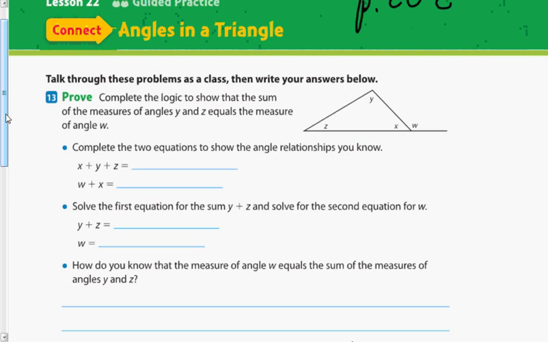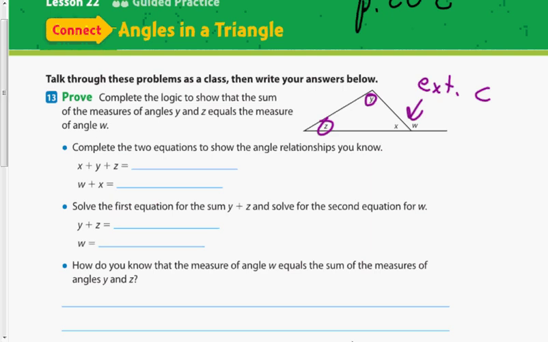y and z equals the measure of w, which is something we've talked about. Remember, exterior angles, that's an exterior angle. Abbreviate here, exterior angle, is equal to the two interior angles that are non-adjacent, so they're not next to it. Those should add up to equal w. So complete the two equations to show the angle relationships you know.